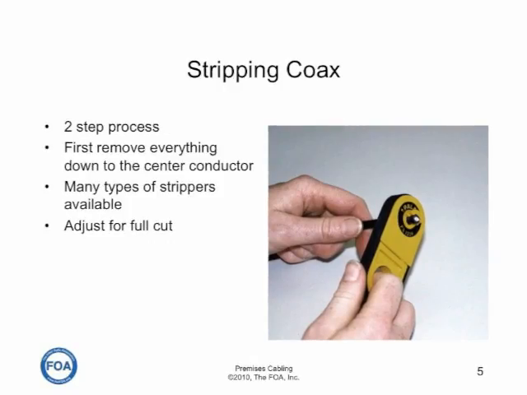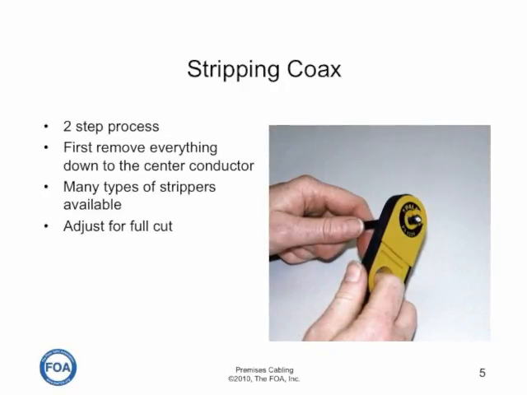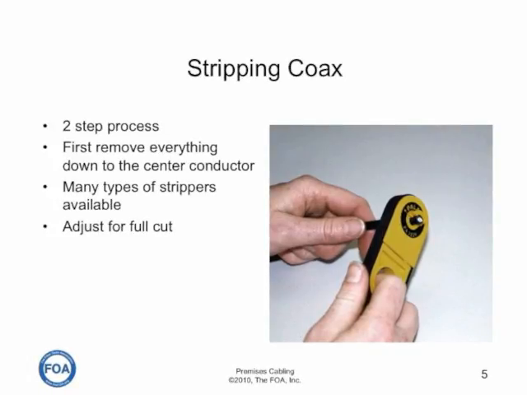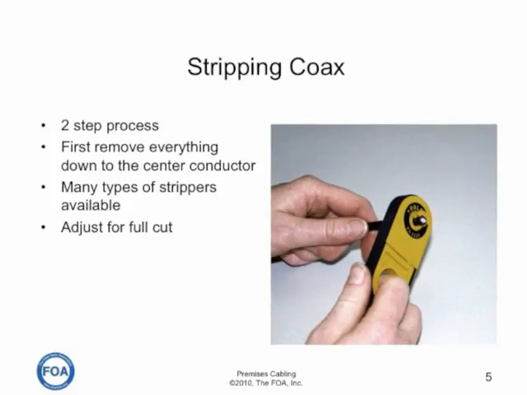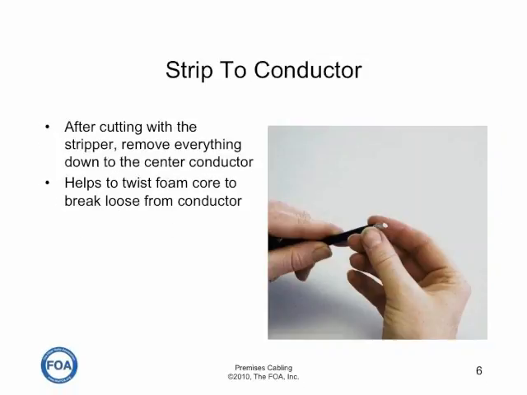Special tools are used for stripping coax. It's a two-step process. The first step is to remove everything down to the center conductor. There are many types of strippers available, like this inexpensive one here. But you have to adjust them to make sure you get a full cut, but don't nick the center conductor. After cutting with the stripper, remove everything down to the center conductor. It sometimes helps to twist the foam core to break it loose from the center conductor.